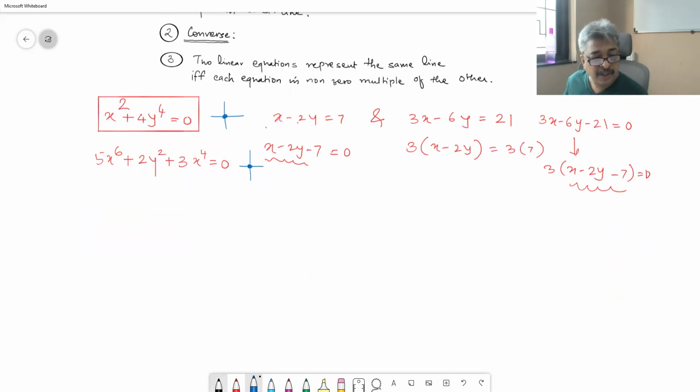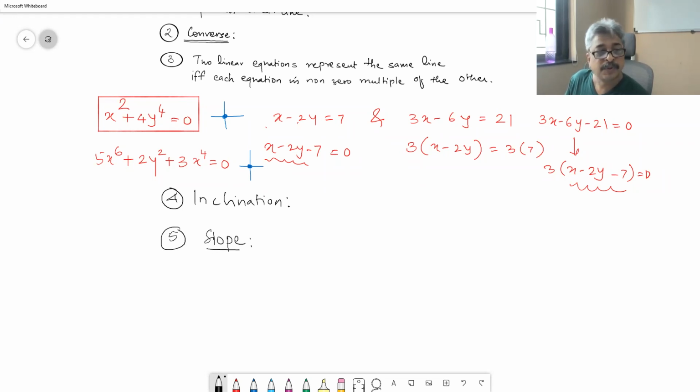Then there are definitions on which I am not spending any time. I just write inclination, which we know is the measure of the angle made by a line with the positive x-axis, I mean the angle through which the positive x-axis is to be rotated in the anticlockwise direction so that it coincides with or becomes parallel for the first time to the given line. Then we have defined slope. It is the distance traveled in the positive direction of the y-axis per unit distance traveled in the positive direction of the x-axis.